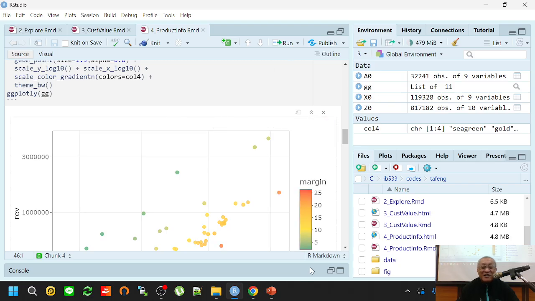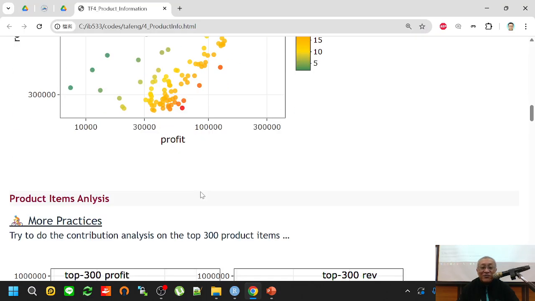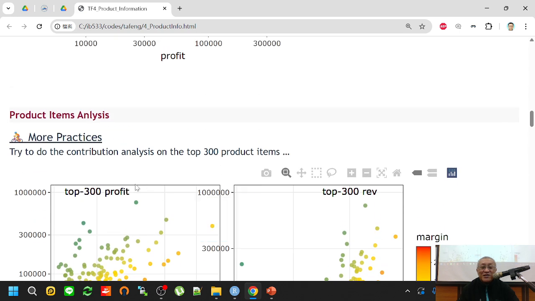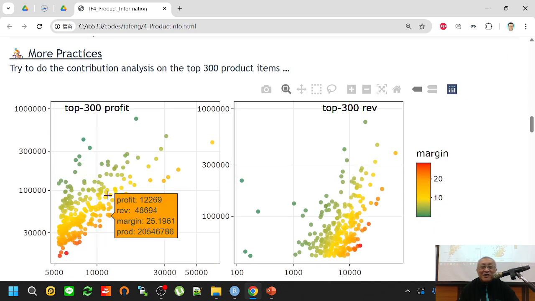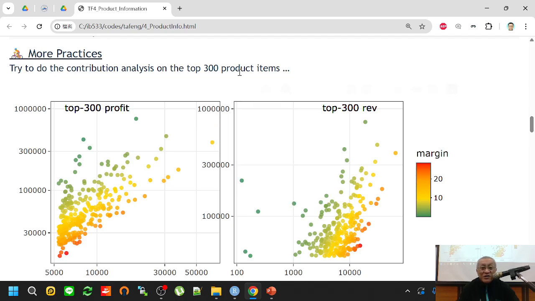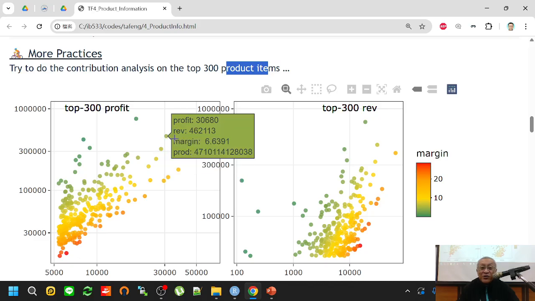Okay, and again, there is more practice here following up. This is the top 300 product items. Now, this is no longer product category. This is the product item. So here is the product ID instead of the product category. Product ID is quite lengthy, right? It's 47101141280038. Again, you can use your imagination to say, what is that?